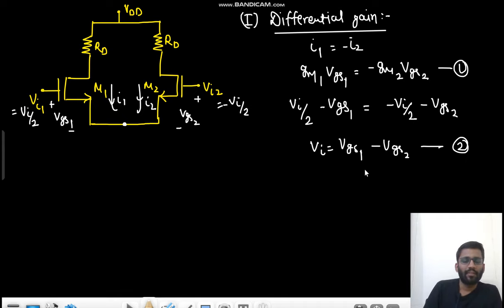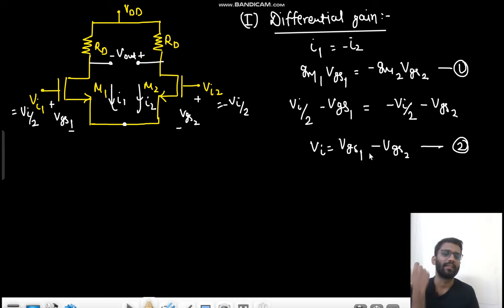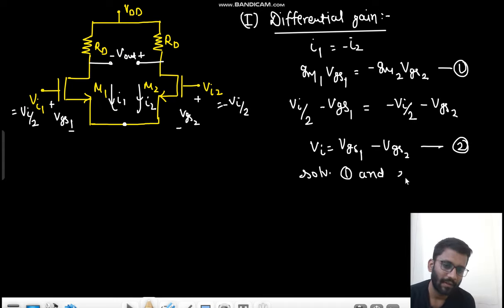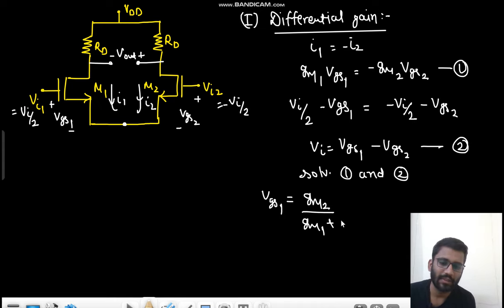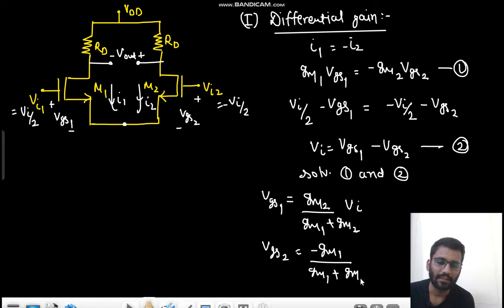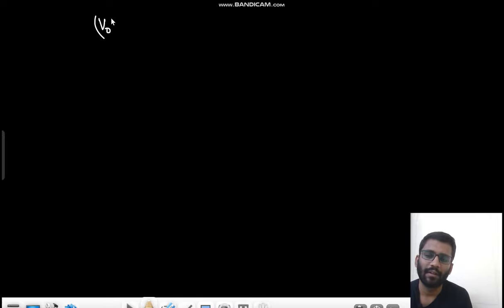Why are we interested in calculating the value of VGS1 and VGS2? Because that's how we will calculate the output, right? Here we will calculate the output. So this is your output. Solving 1 and 2, what will you get? VGS1 is proportional to GM2, right? So VGS1 you will get is GM2 upon (GM1 plus GM2) into Vin, and your VGS2 is minus GM1 upon (GM1 plus GM2) into Vin. Okay, now what is your V0 differential output?